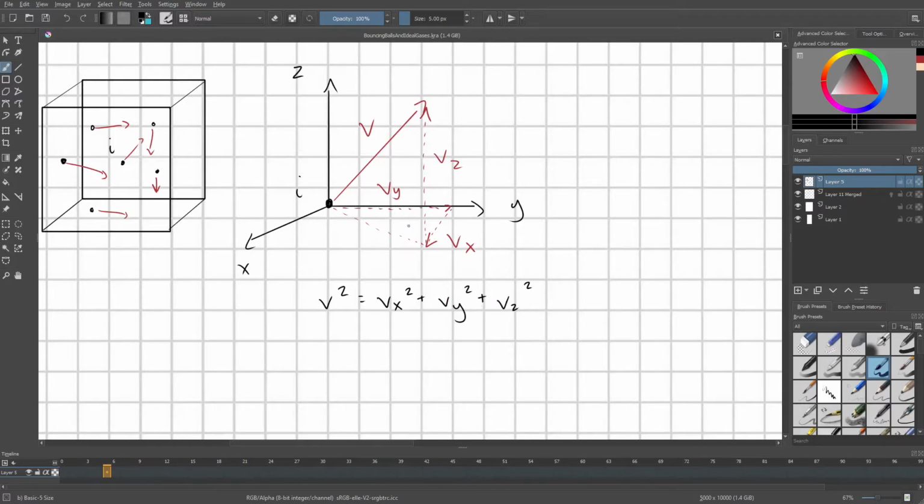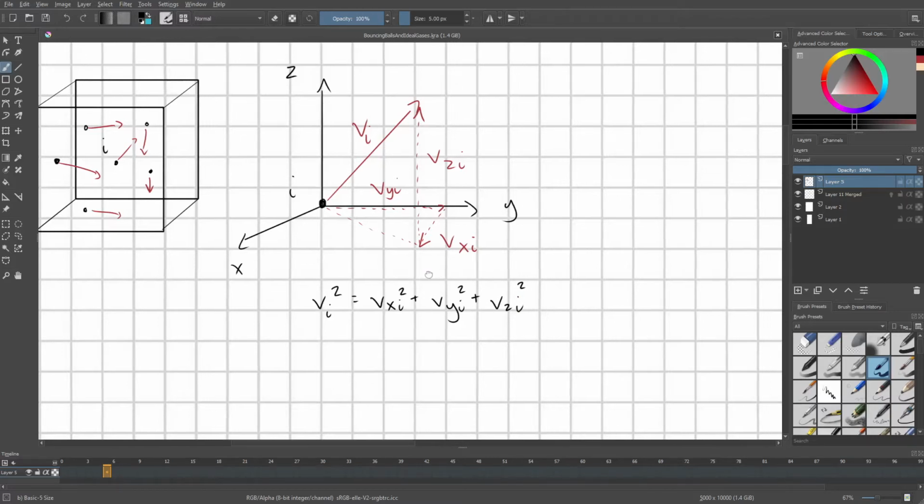And actually, let's be very specific. Since this is the ith particle, I'll add in that this is vi, this is vxi, vyi, and vzi. So we'll edit this just a little bit. So this is just Pythagoras. We're able to relate the magnitude of this velocity vector with its component parts.